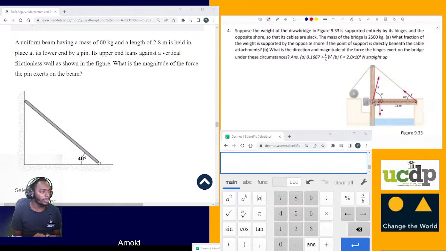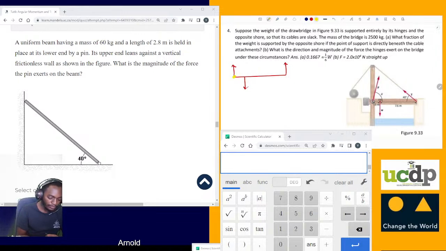Right, so what do we start with there? We will obviously start with putting a sketch. So that is our beam. We're going to put the weight, which is somewhere here. And we have the reaction force on the opposite side, which is the shore side. And this is where we've got our hinge.